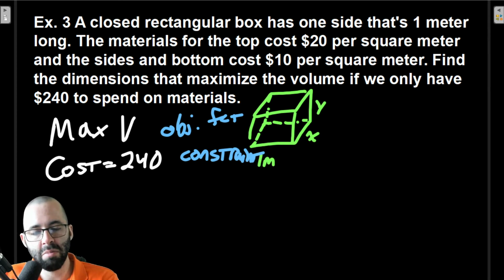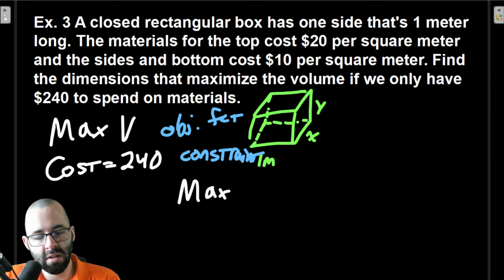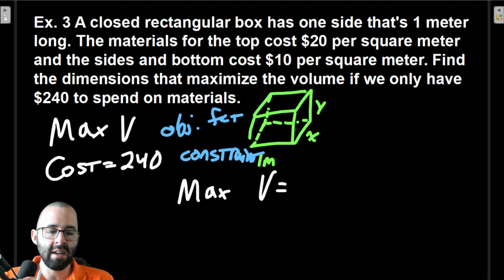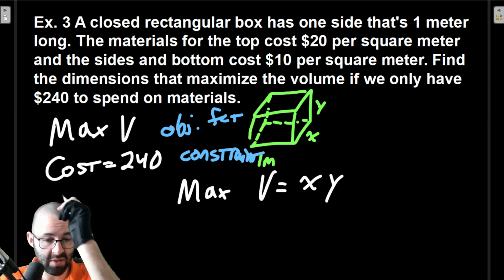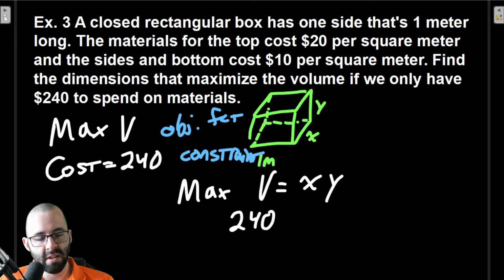We just have to get some variables in there. So what are we maximizing? We're maximizing the volume. The volume of a cube, this isn't a cube. The volume of a box is the base times the height. And the base is 1 times x times the height. This is our volume of a box with one side that's only 1 meter long. And then the cost has to be $240.